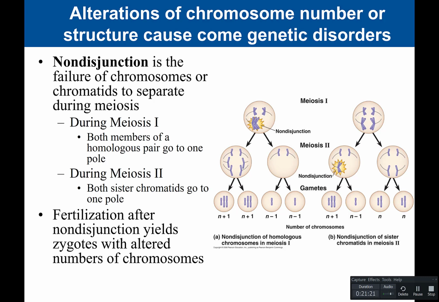So if we're looking at nondisjunction, it's going to be more severe in meiosis I, because in meiosis I, all of the gametes are going to be affected.